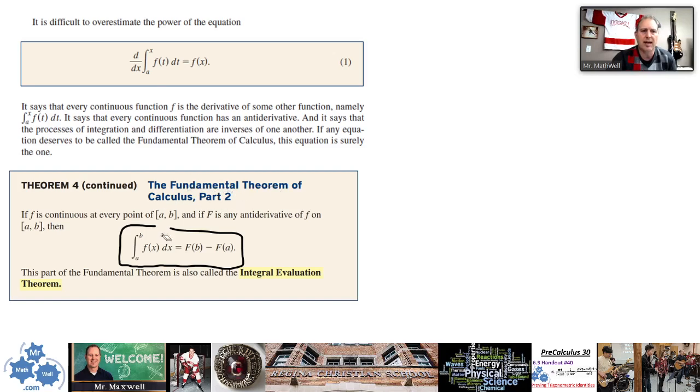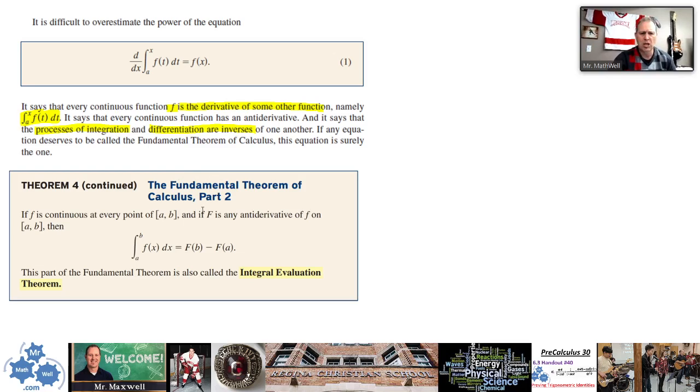What this is saying is that, as I mentioned, every continuous function f is the derivative of some other function, namely the derivative of this integral. It's the derivative of the integral. Every continuous function also has an antiderivative. It also says that the processes of integration and differentiation are inverses. Remember I said opposite operations. Very important. So that's why it's called the basic fundamental theorem of calculus.